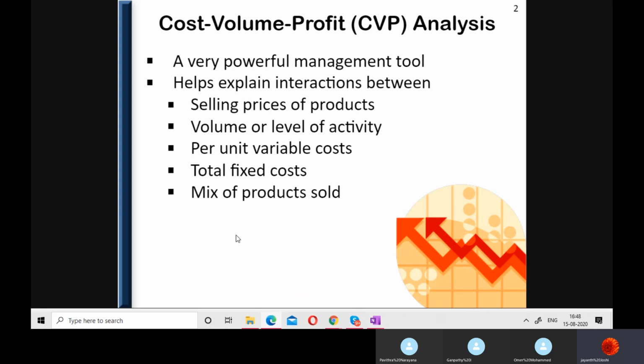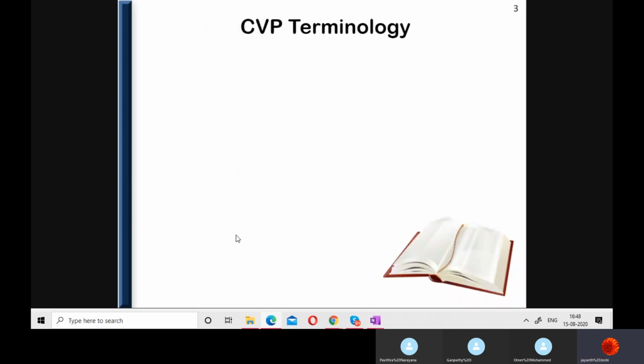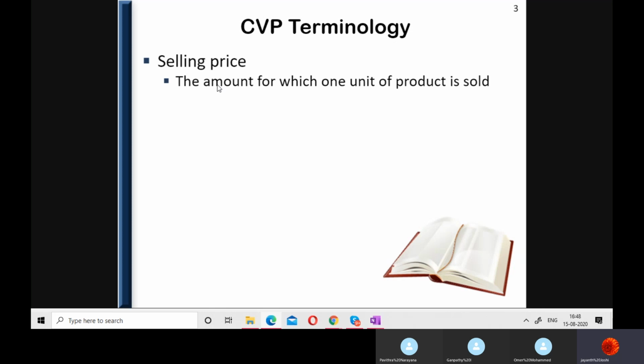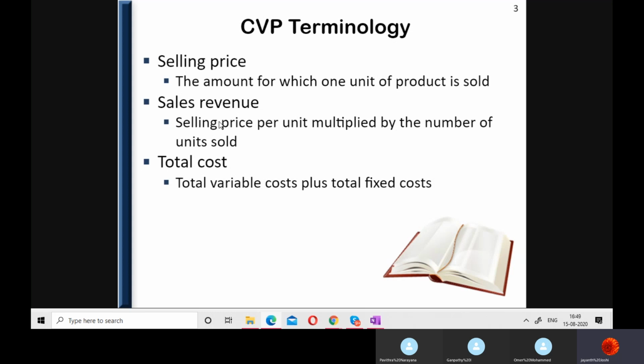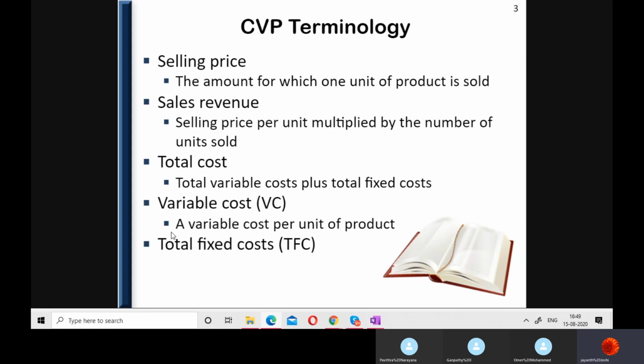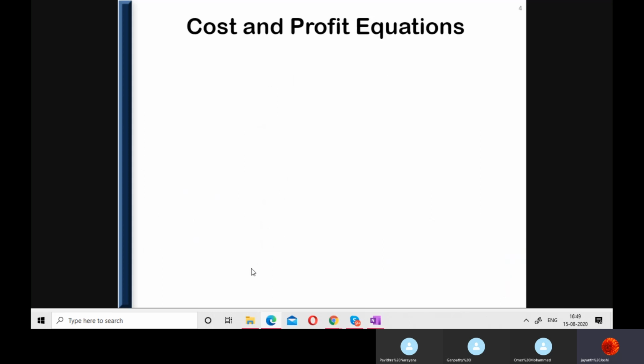So, next concept. Let's see what is the next thing we are seeing here. CVP terminology. Selling price is the amount for which 1 unit of product is sold. Very simple. Sales revenue is nothing but selling price multiplied by the number of units sold. Total cost is always a combination of fixed cost plus variable cost: variable cost per unit of the product, and total fixed cost.